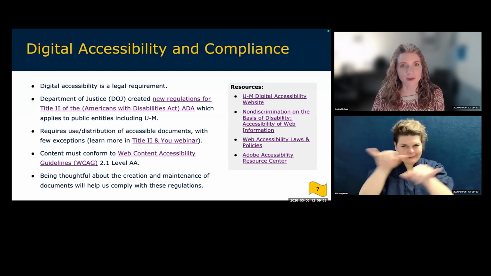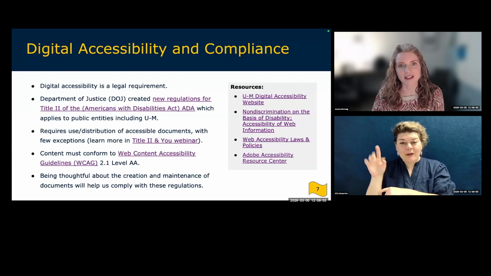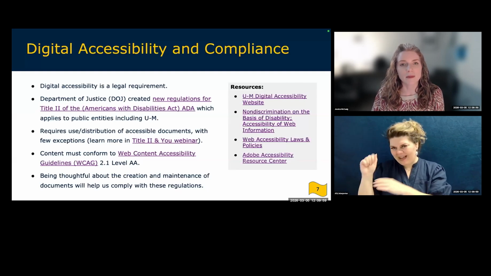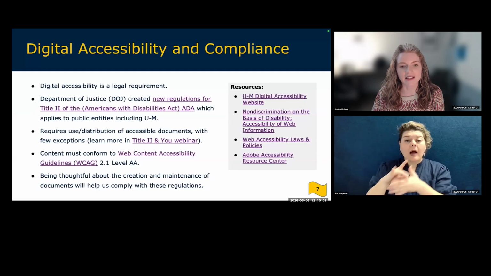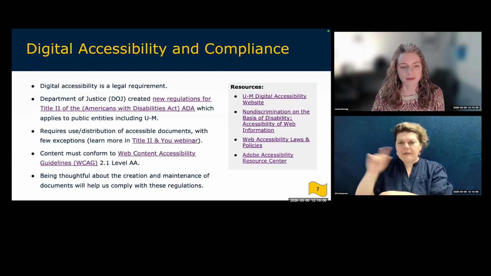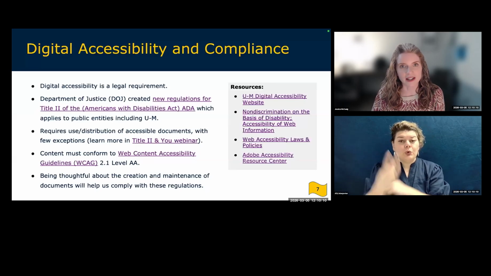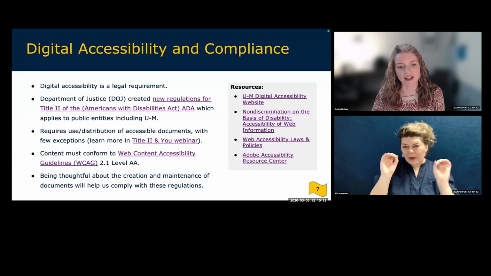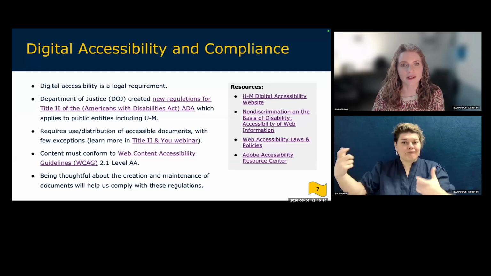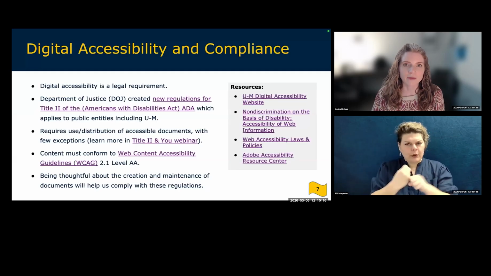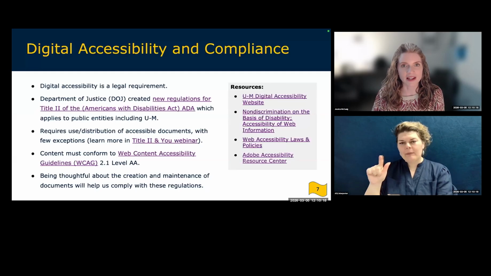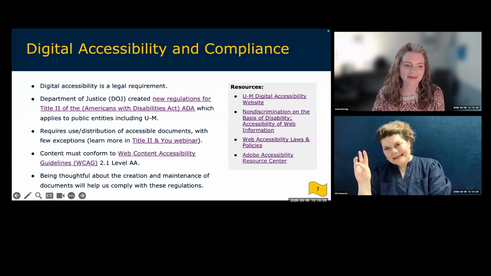This all changed in 2024 when the Department of Justice updated Title II of the ADA, and they defined the Web Content Accessibility Guidelines Level 2.1 AA as the technical standard to meet. They also provided a 2-year timeline for large organizations like the University of Michigan to come into compliance with this standard. Our deadline at U of M is April 24th, 2026, so it's coming up fast.